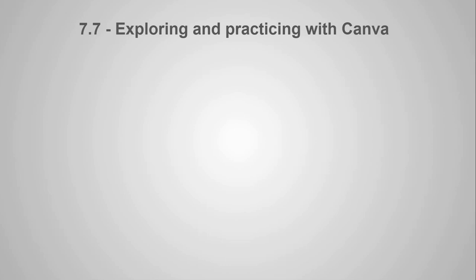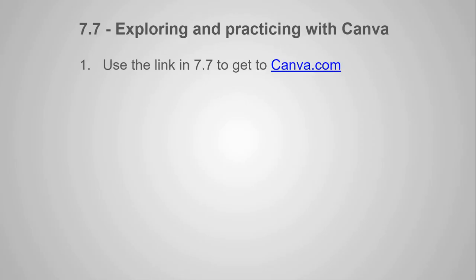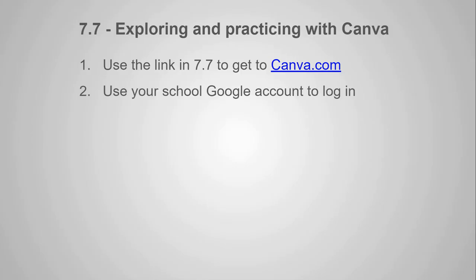Today we're exploring and practicing with a tool called Canva. It's a presentation software, mostly, that has a lot of artificial intelligence integrated into its functions. Let's take a look at the 7.7 assignment in Google Classroom to get to the link and then use your Google ID. Okay, log in with that.